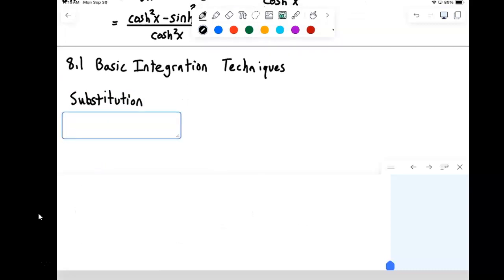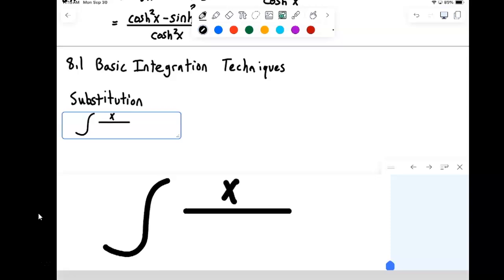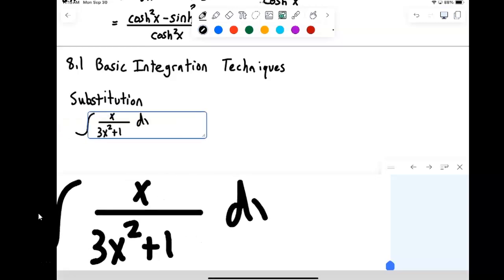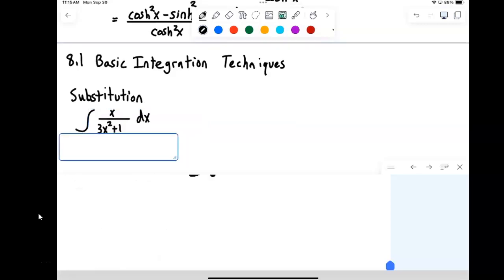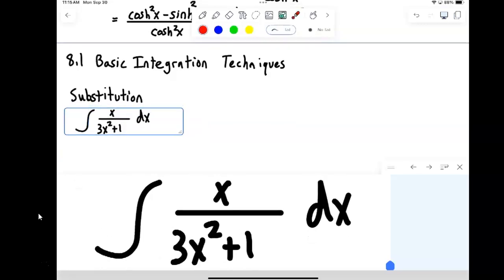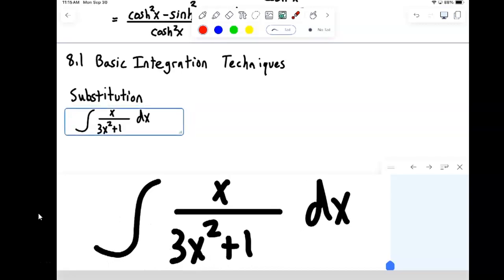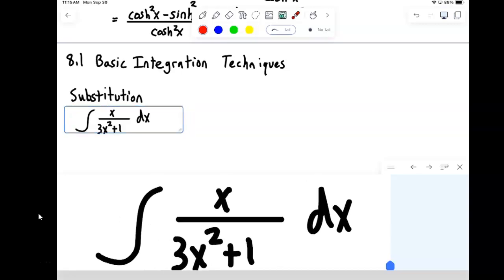So recall the way substitution works. If we have an integral like, for example, x over 3x squared plus 1 dx, then the way we approach the problem is we look to see if we have a basic integral, we just try to use our power rule or one of our other derivative rules to work it out. But if we happen to have a composite function, one inside of another, then we need to usually use some type of substitution.